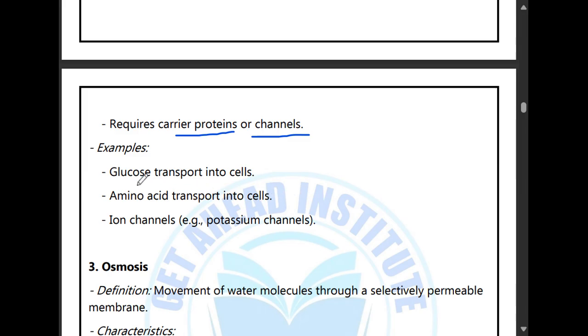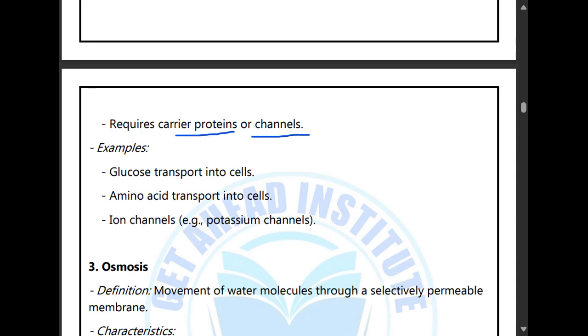We have glucose transport into the cells, where we have the use of the GLUT transporters. You have GLUT1, you have GLUT2 in specific cells. So those transporters help transport glucose into the cell. Also, the transportation of amino acids into the cell. And also, we have ion channels. For example, the transportation of potassium down its concentration gradient.